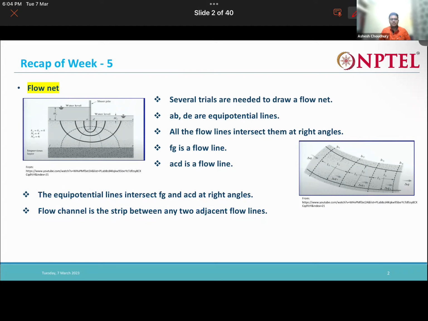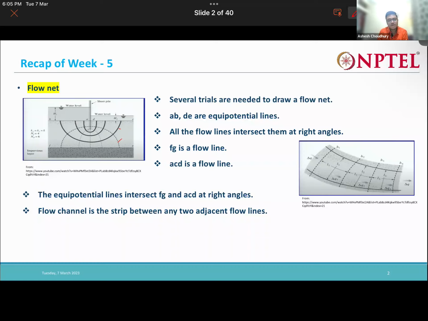Okay, so as we know, flow nets are nothing but the solution of the Laplace equation. The solution of the 2D Laplace equation actually gives us the flow net. The flow net is composed of the equipotential lines and the flow lines. So these are our flow lines and these are our equipotential lines.